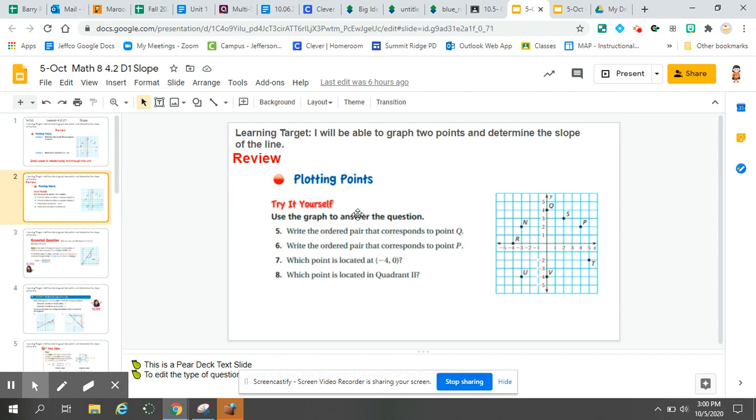Here's another review of locating coordinate points, talking about quadrants, making sure you know quadrants and where they are. So in this first one, S and P, that's quadrant 1. Quadrant 2 is N, quadrant 3 is U, and quadrant 4 is T.